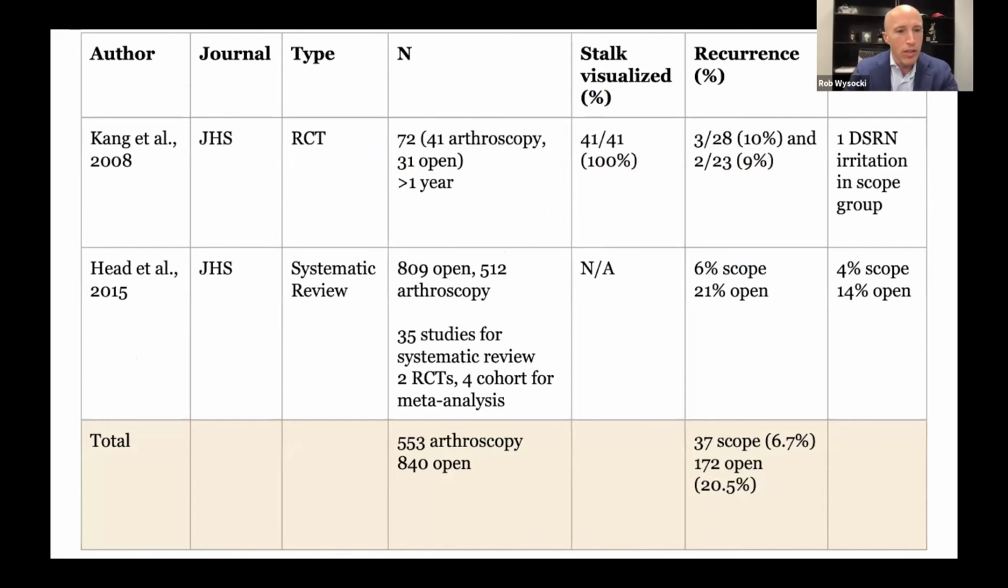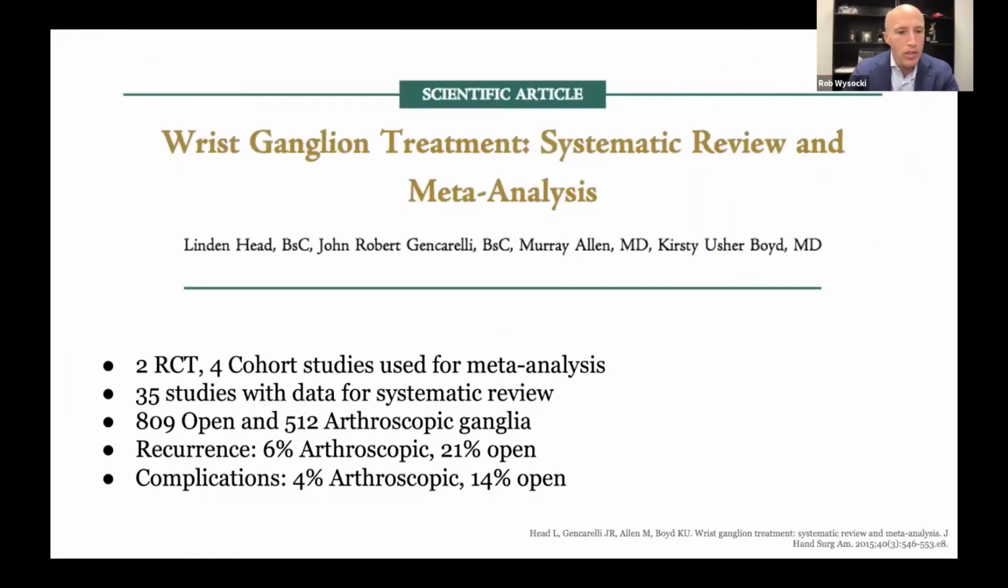And then the second study there to comment on, this was by Head and colleagues. It was a bit more recent, 2015, a combined systematic review and meta-analysis. For the meta-analysis component, 2 RCTs and 4 cohort studies, although only one of the RCTs was able to address recurrence. Another 35 contributed some data to the systematic review. If we focus on the recurrence data, a pretty large subset of patients, 809 open, 512 arthroscopic, and numbers that really echoed some of the case series. So only a 6% recurrence in arthroscopic, 21% in open. Complication rates primarily scar or swelling related, a little bit higher in the open group, although they were not major complications.